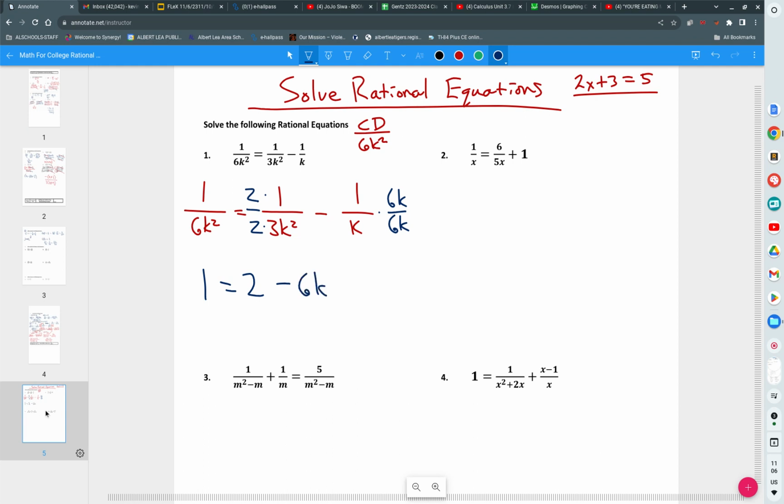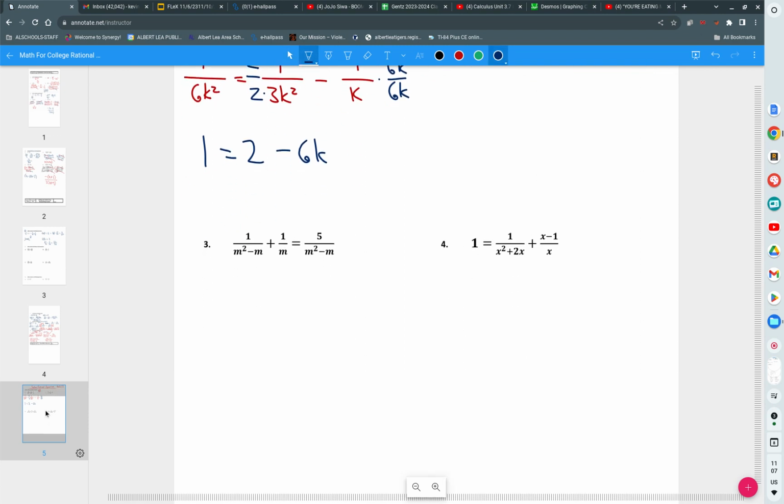So I told you we could take something that looks super complicated. If we just identify the common denominator, we can create an easy equation. I know how to solve 1 is equal to 2 minus 6k. What do I do to both sides? I subtract 2, and I get negative 1 is equal to negative 6k. Now what do I do to solve for k? Divide by negative 6, and end up with k is equal to 1/6. That's the answer.